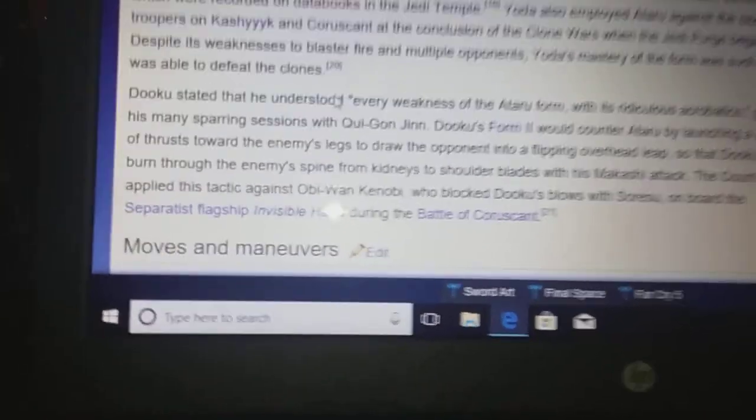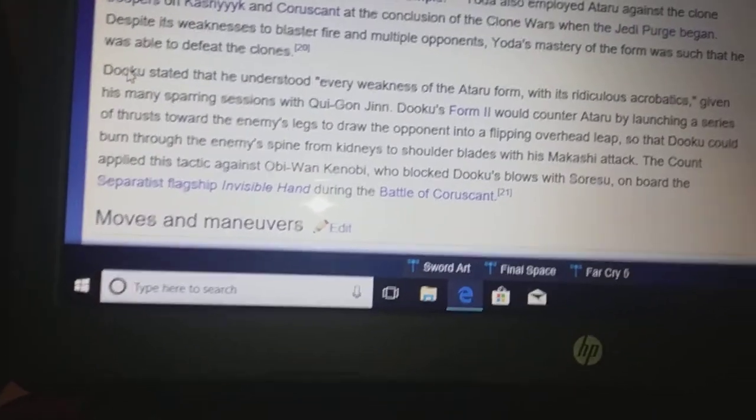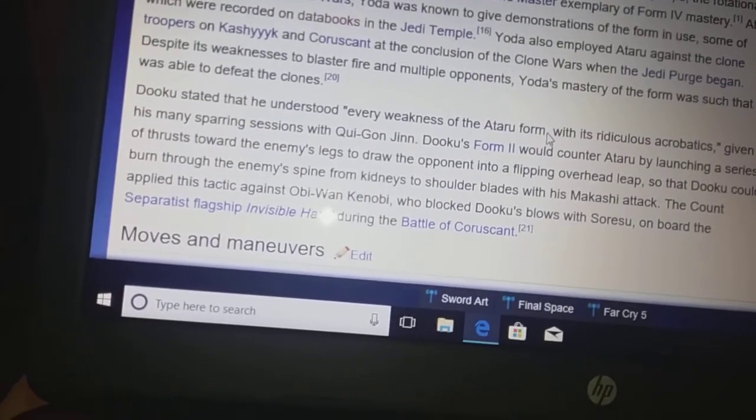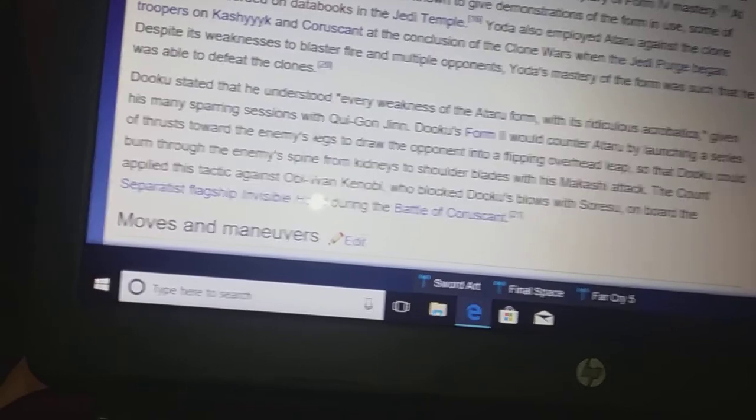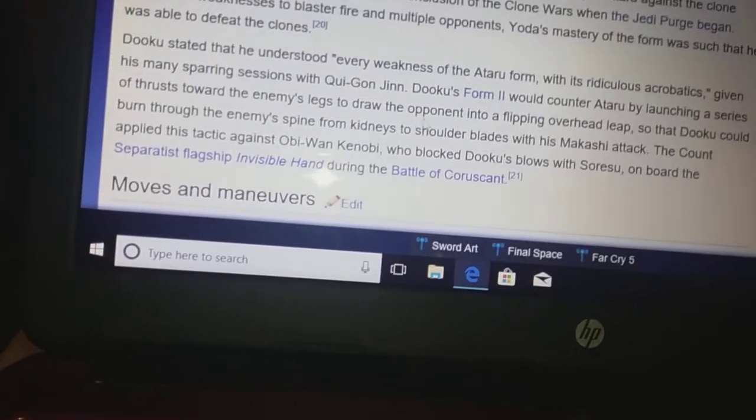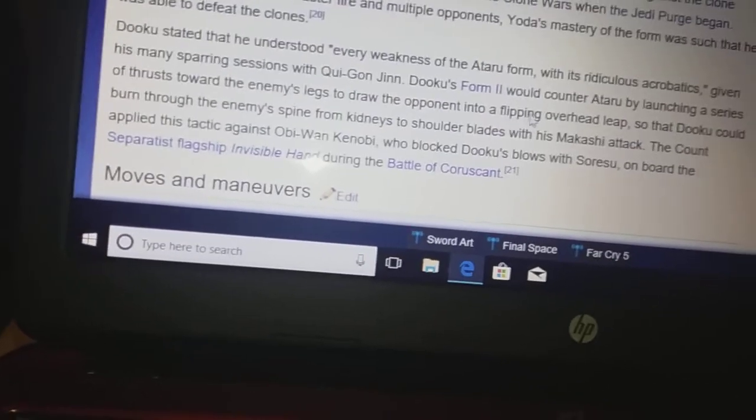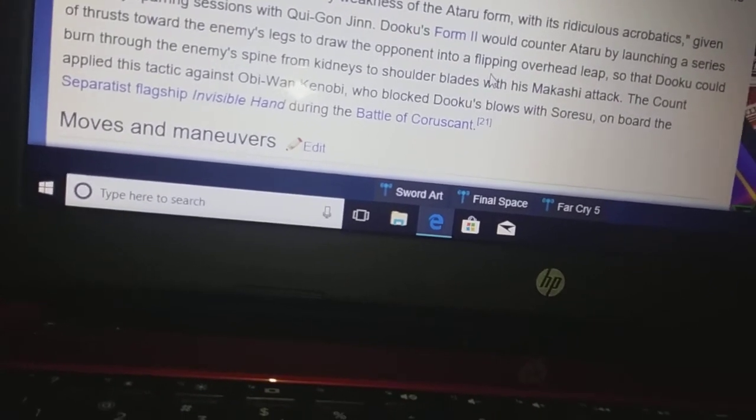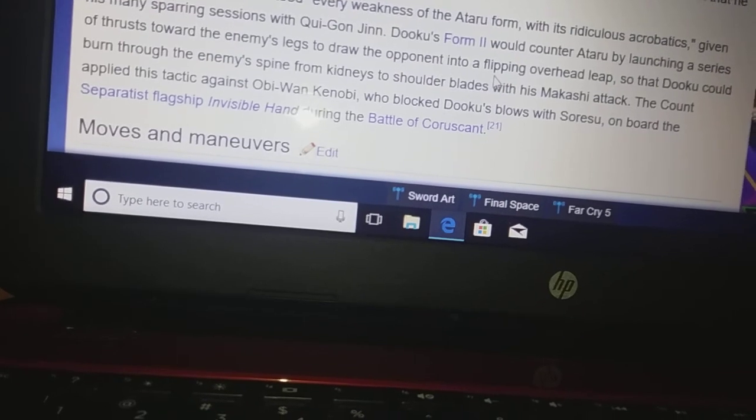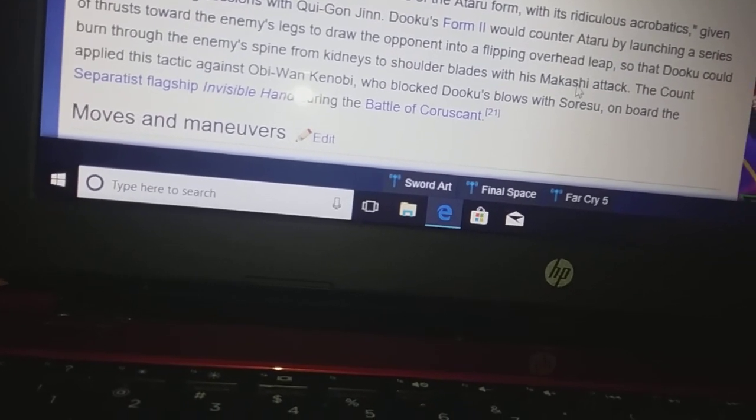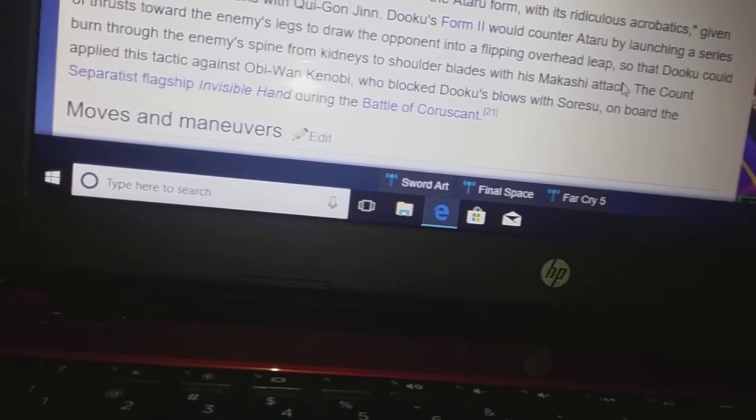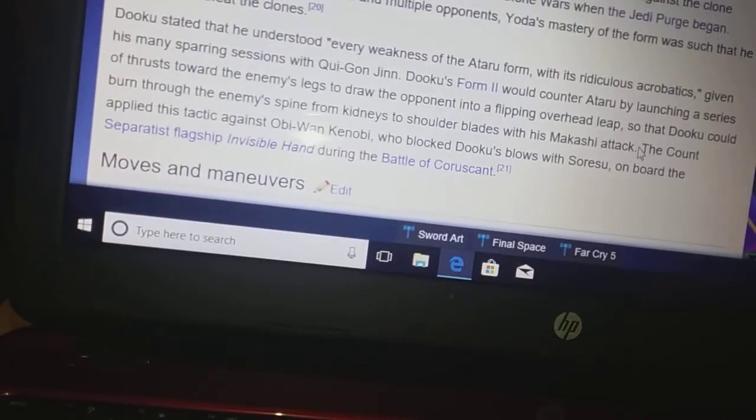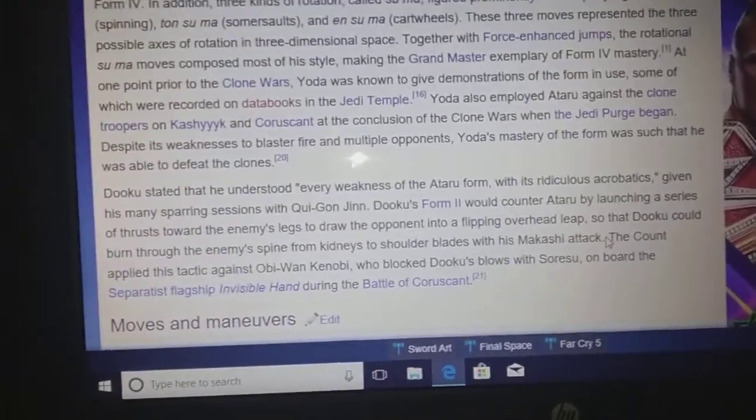This is very interesting. Dooku stated that he understood every weakness of the Ataru form, with its ridiculous acrobatics, given his many sparring lessons with Qui-Gon Jinn. Dooku's form tool would counter Ataru by launching a series of thrusts towards the enemy's legs to draw the opponent into flipping an overhead leap so that Dooku could burn through the enemy's spine from the kidneys to shoulder blades with his Makashi attack. Wait a minute.